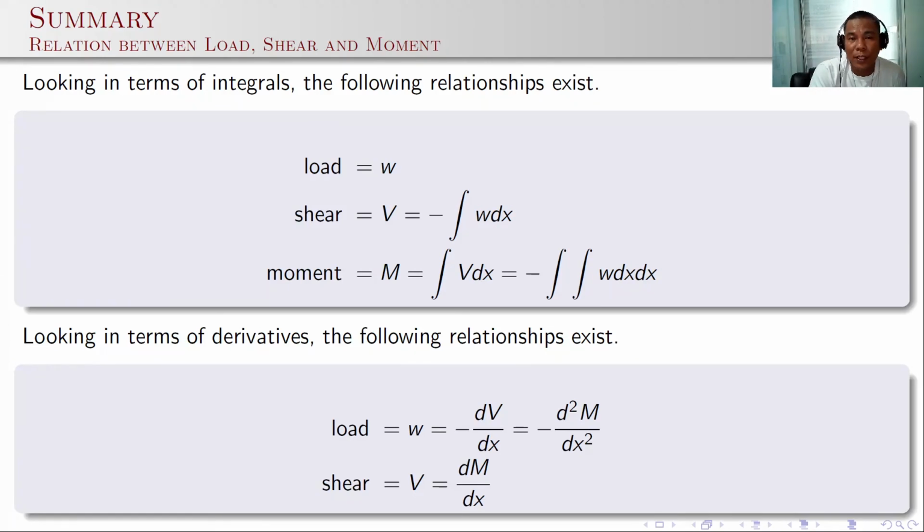So looking in terms of integrals, the following relationships exist. The load is equal to w, the shear is equal to V, which is the negative integral of w dx, and the moment M is equal to the integral of V dx, or the negative double integral of w dx. Or in terms of derivatives, the load is equal to w, which is minus dV over dx, or minus d squared M over dx squared, and the shear is equal to V, which is equal to dM over dx. These relationships in terms of integrals and derivatives are very useful in the study of the shear and moment diagrams of beams and frames.